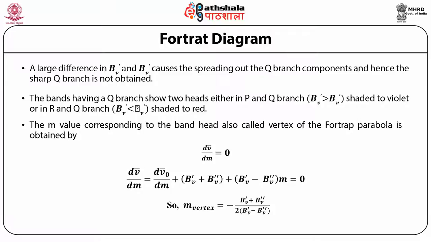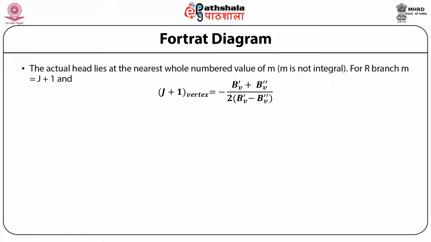The actual head lies at the nearest whole numbered value of m, though m is not integral. For R branch, m is equal to j plus 1, and j vertex value is equal to minus b nu prime plus b nu double prime divided by twice b nu prime minus b nu double prime. Thus, j vertex is minus b nu double prime plus 3 b nu prime divided by 2 b nu prime minus b nu double prime.